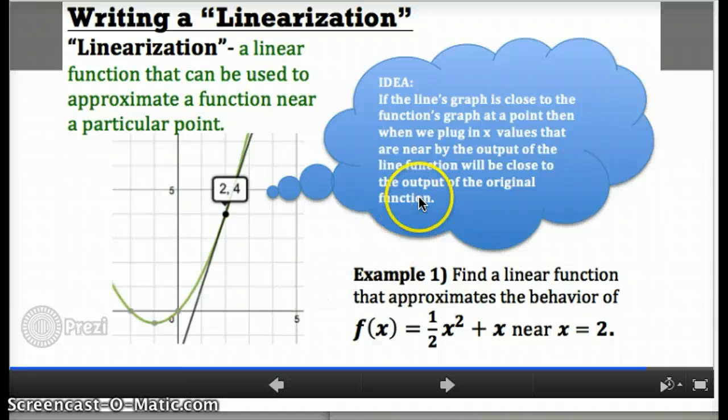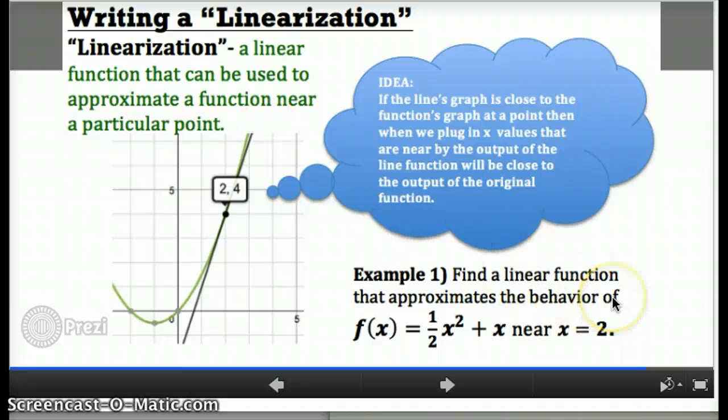The idea is if the line's graph is close enough to the actual function, then we can use the line and we can plug in x values to our linear function, which generally is easier than plugging in x values to other functions, and we will get outputs or y values out of the black function that are really close to the outputs or y values of the green function, which is the original function.